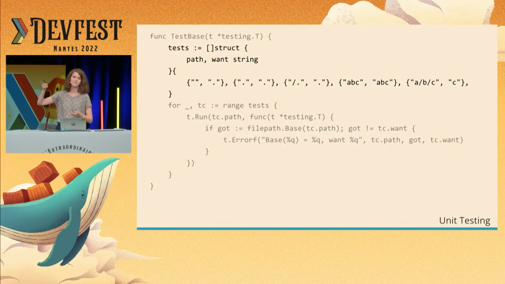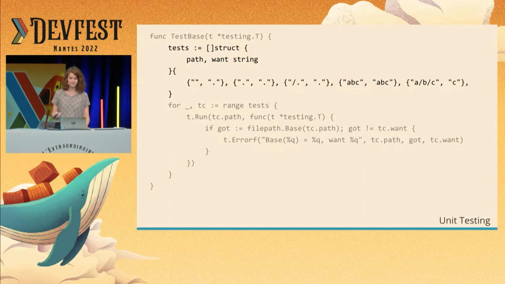These tests have three main parts. Part one, define your test cases, define your inputs and your expected outputs. So in this example, I have a path, I have a want. The path is the input, the want is what I expect the output to look like. So if I pass a/b/c, then that last one there, I expect to have c.